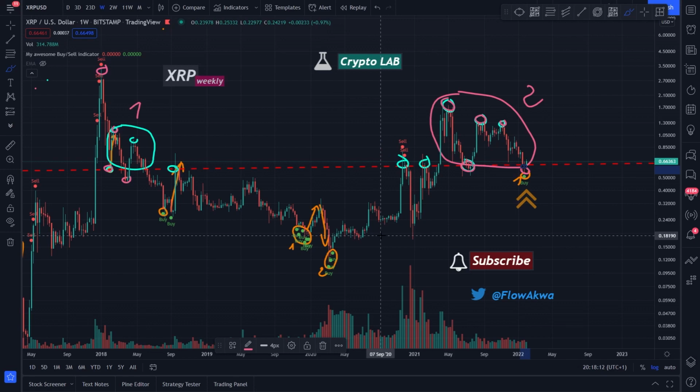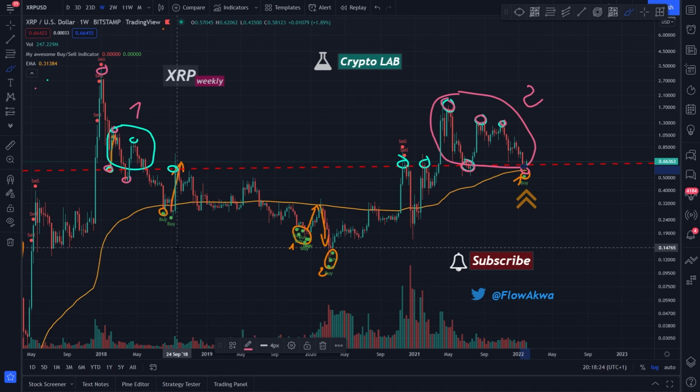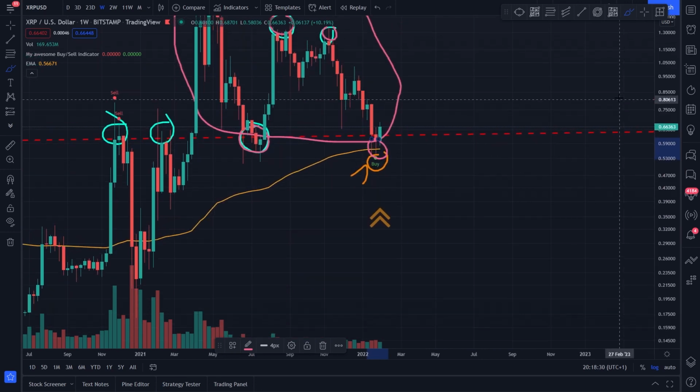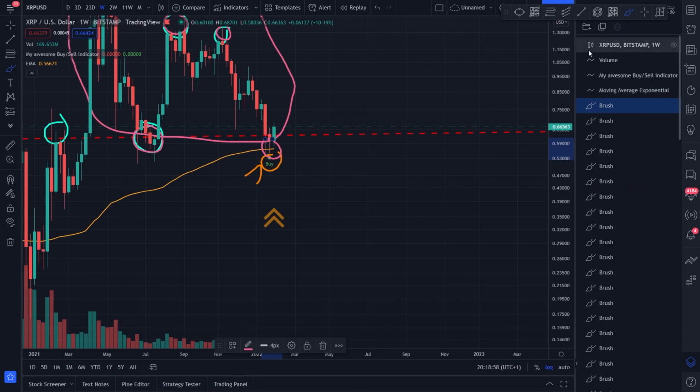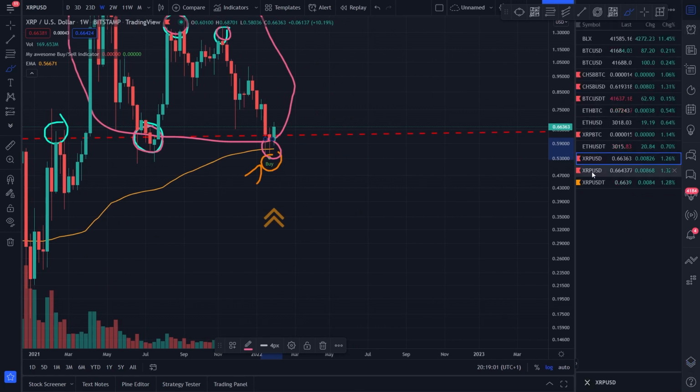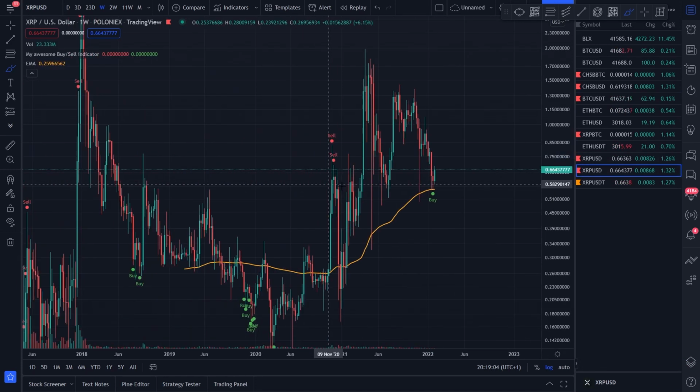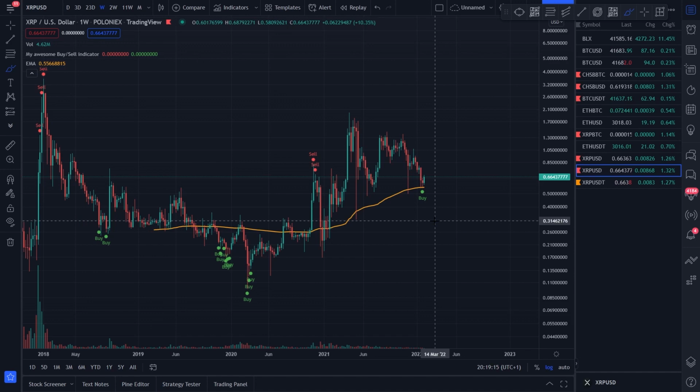I would like to add something. Here I have an exponential moving average. It's the 180 weeks moving average. And as you can see, right now XRP is sitting on it. Why am I choosing this moving average? It's simple. I've been using it for a very long time, but not for this chart, for the Poloniex chart. It's still XRP, but for another trading platform. And as you can see, in the past, we used this moving average as a strong support.